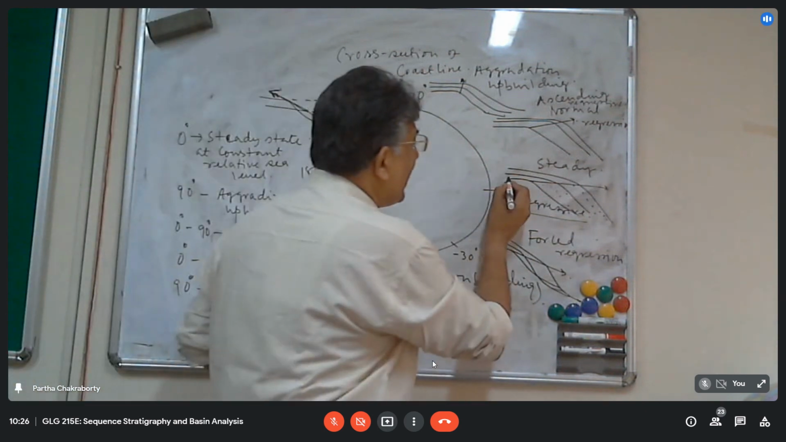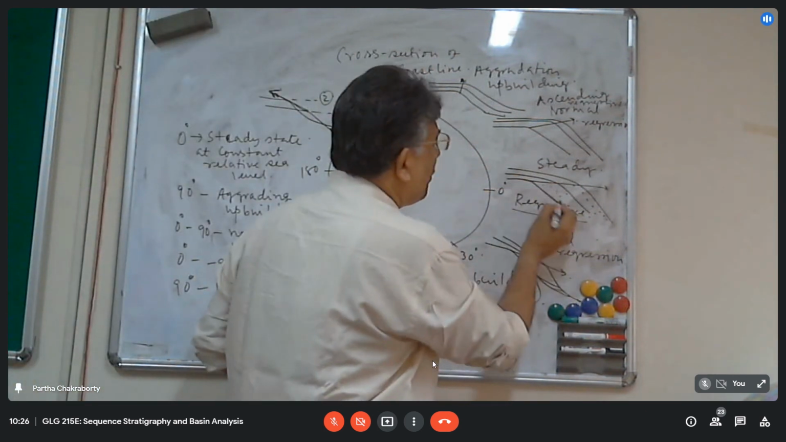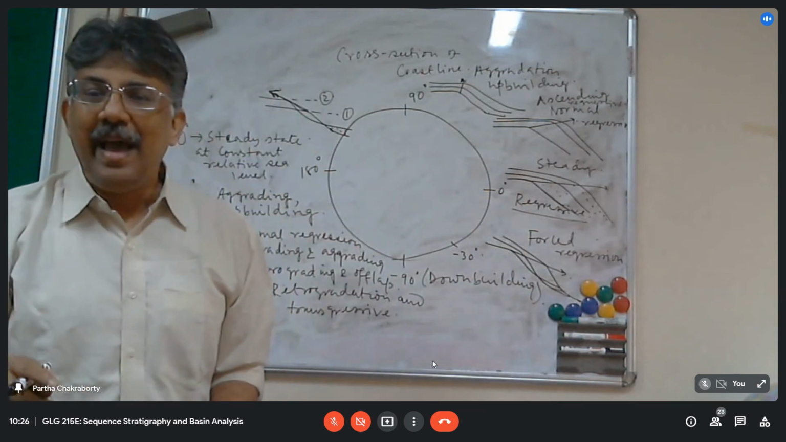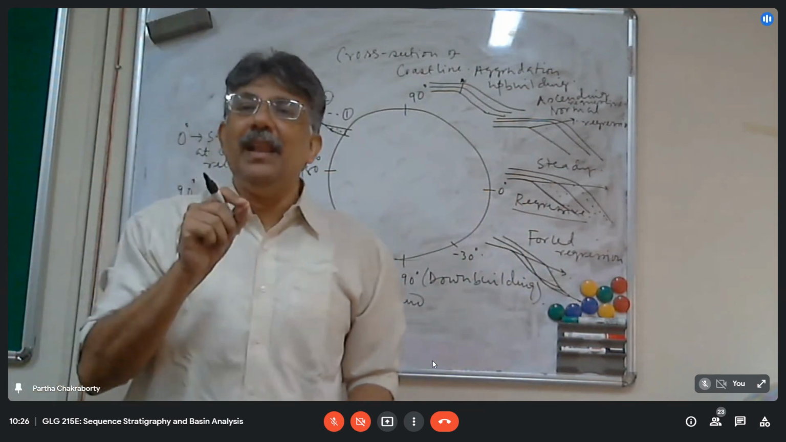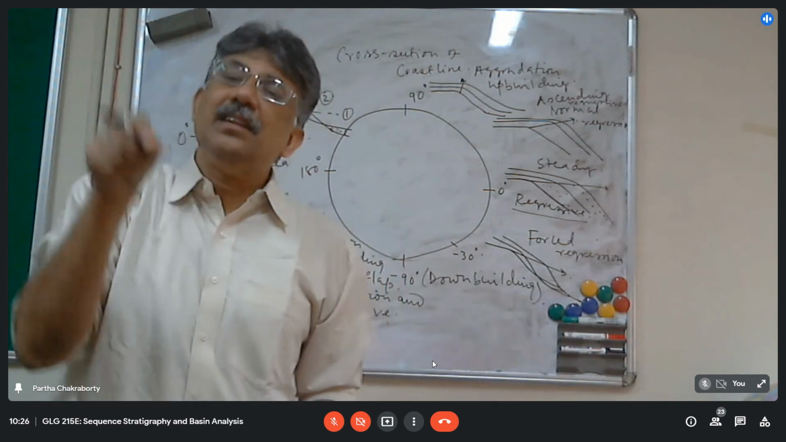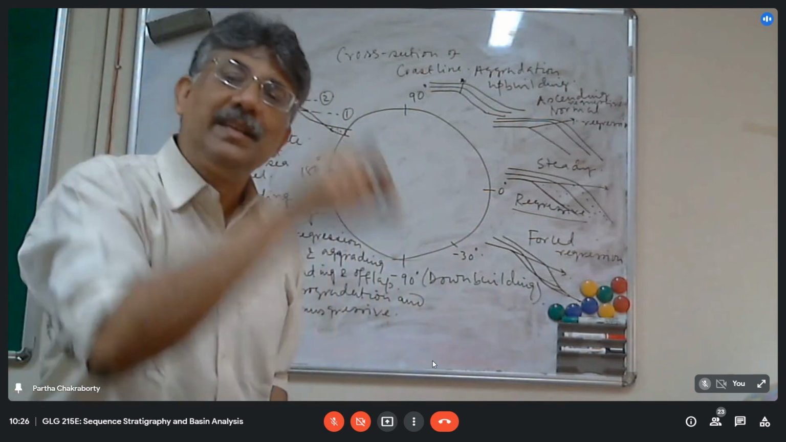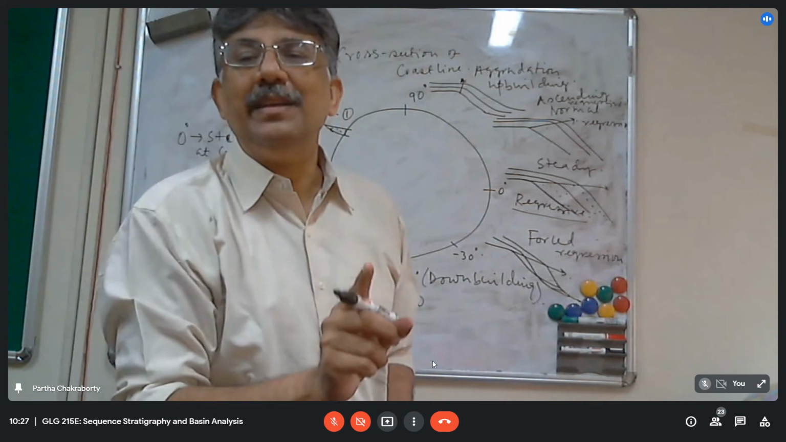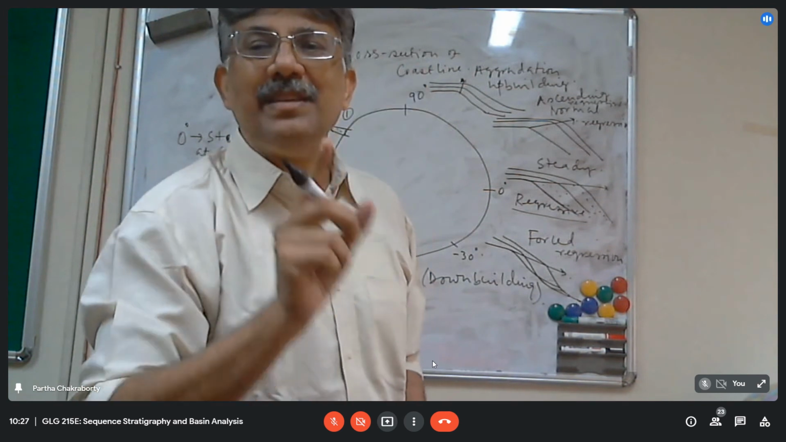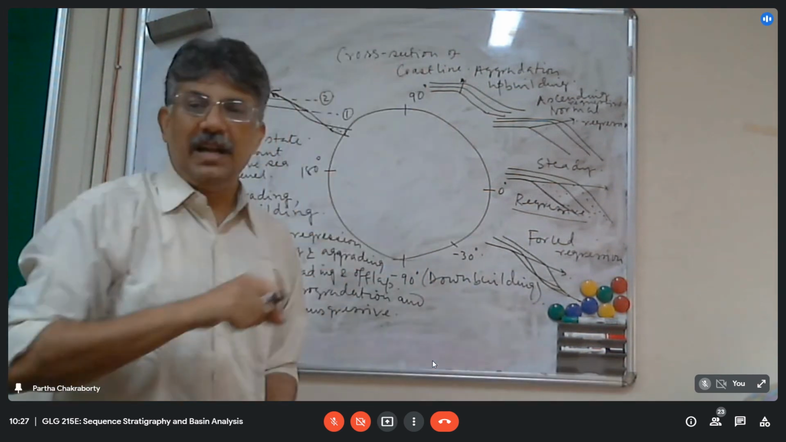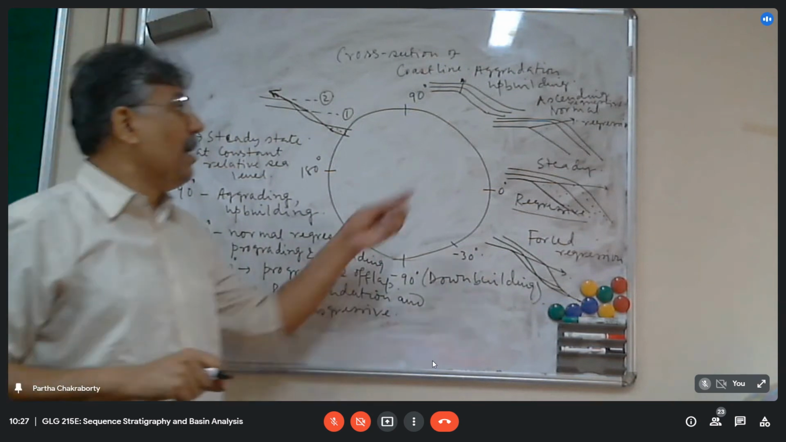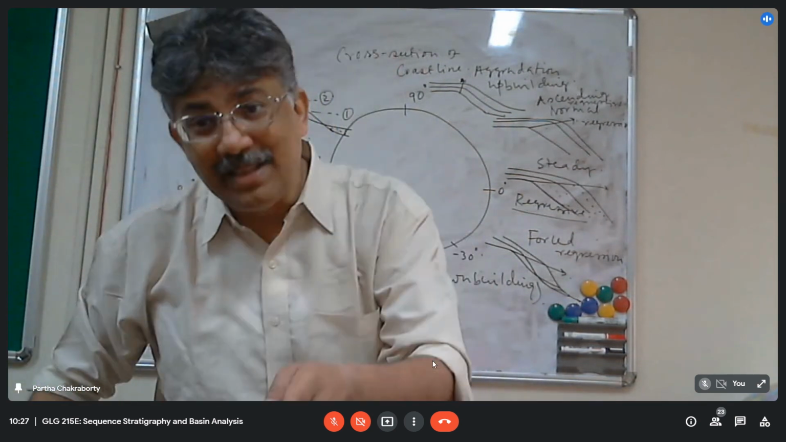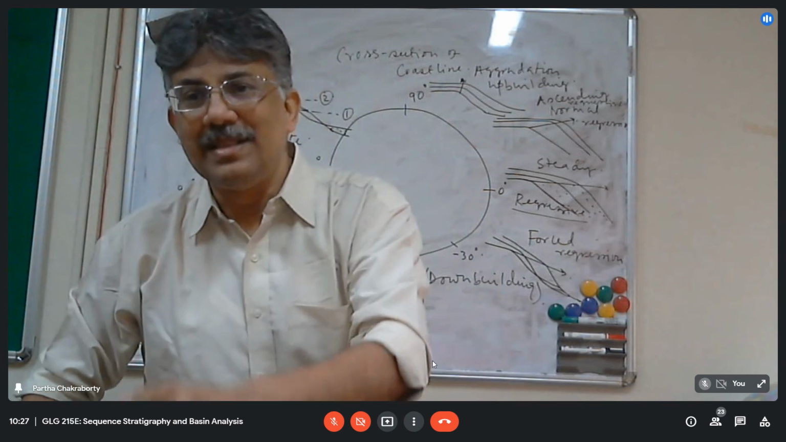Now why is it ascending regressive? Because in this case the accommodation is increasing. Accommodation is increasing because relative sea level is rising, but rising at a very slow rate. That is creating an increase in the accommodation, and that is why the break point is moving up, indicating increase in the accommodation, but that increase is less than 90 degrees.